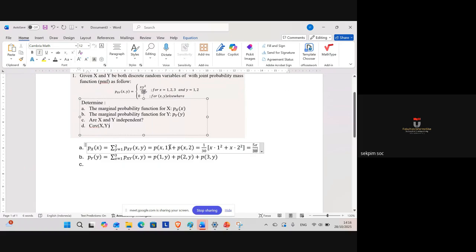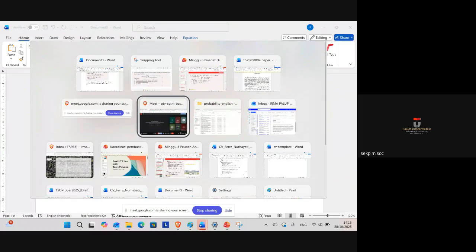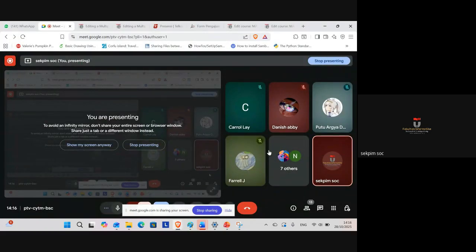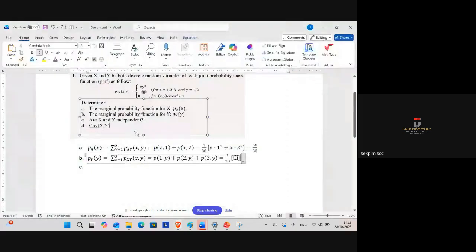So this is the function for marginal x. And the similar thing for y, you will get 1 over 30 for this function, which is x y squared. So x changes, but y we just keep as a variable.